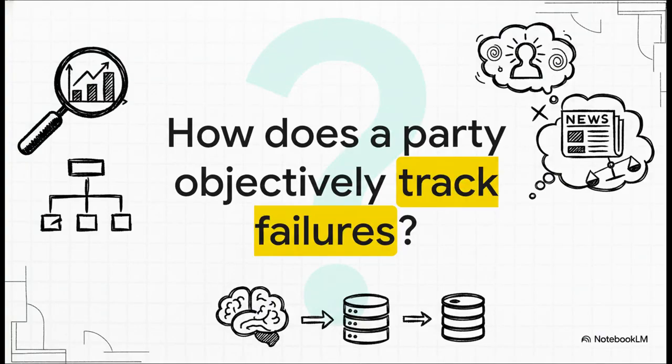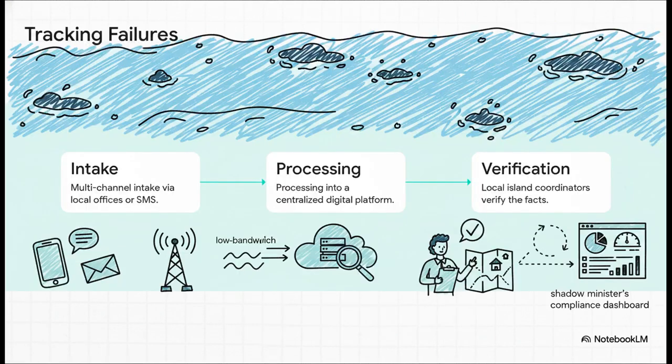Of course, a party that is this structurally powerful internally requires a highly sophisticated internal security system to prevent it from becoming authoritarian itself. Which begs a vital question for us. How does a party actually track government failures objectively without just relying on social media rumors or biased news? Well, the source outlines a really practical, data-driven machinery for exactly this.